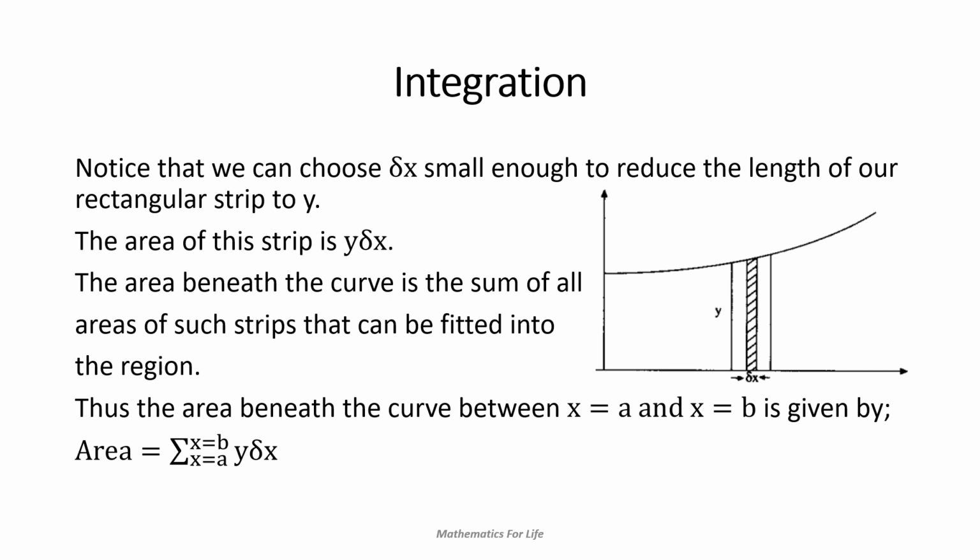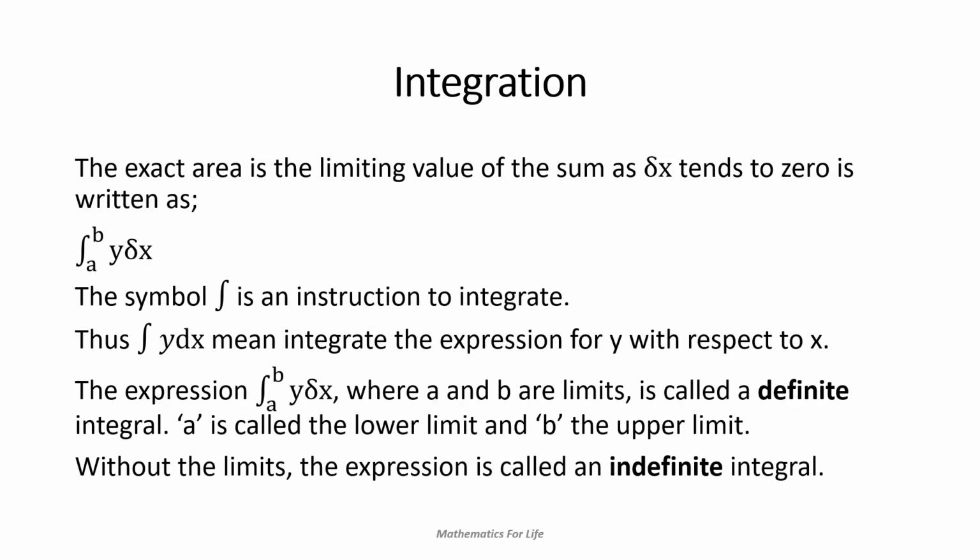The area beneath the curve is the sum of all the areas of such strips that can be fitted into the region. Thus, the area beneath the curve between the limits x equals a and x equals b will be given by area equals the summation from x equals a to x equals b of y delta x. The exact area is found by limiting the value of the sum as delta x tends to 0, and will be written as the integral from a to b of y dx.